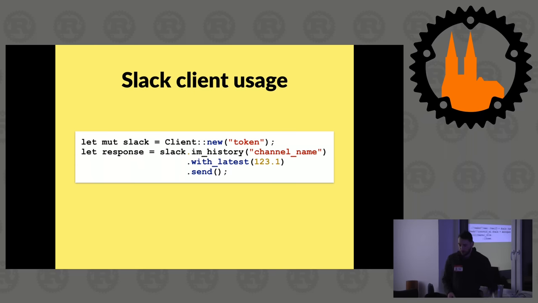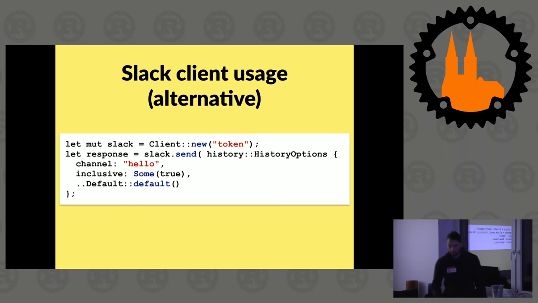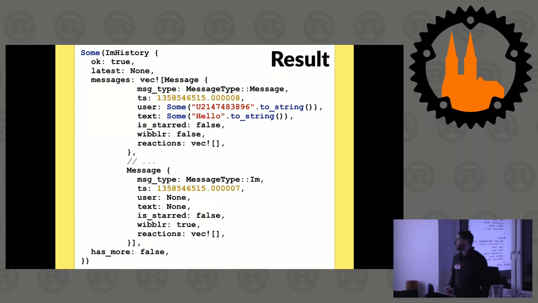Alternatively, if you want to be a bit more specific, Tim gave me the hint to do it a better way. Some prefer this way of writing it, where you have a struct and you write the parameters yourself. The advantage of that is that maybe you can pre-generate your requests somewhere, and then you only need to run them at runtime. All of this can be somewhere else and can be run multiple times. Yeah, cool. And once you run this request, the response looks like this. I guess you've seen it before. You get some IM history result with the messages in the right types.